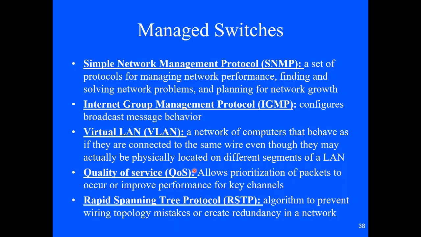If I'm just collecting information, that may be priority 1. If I have a trip function, I can make that priority 8. So we can actually prioritize packets. Rapid spanning tree protocol helps with topology and mistakes.